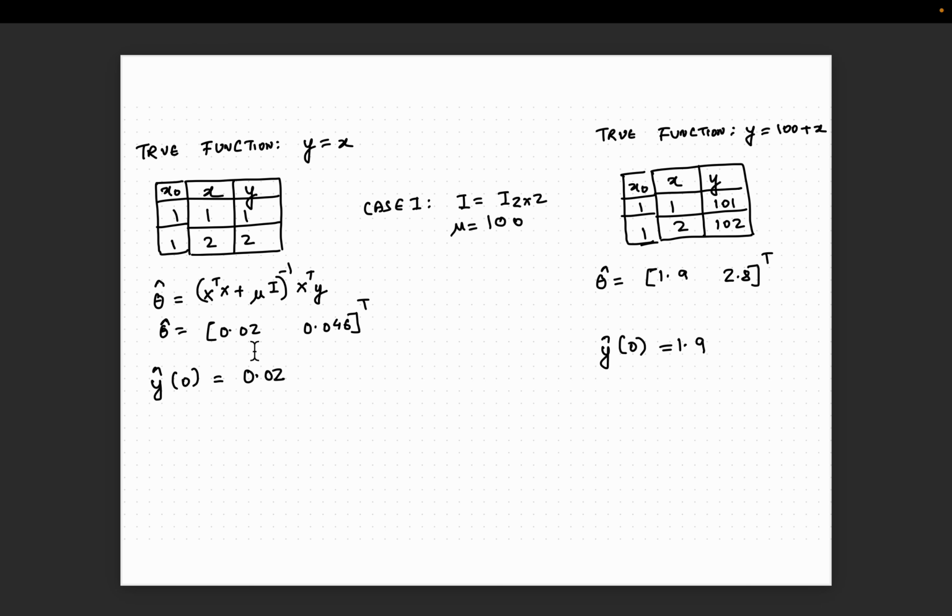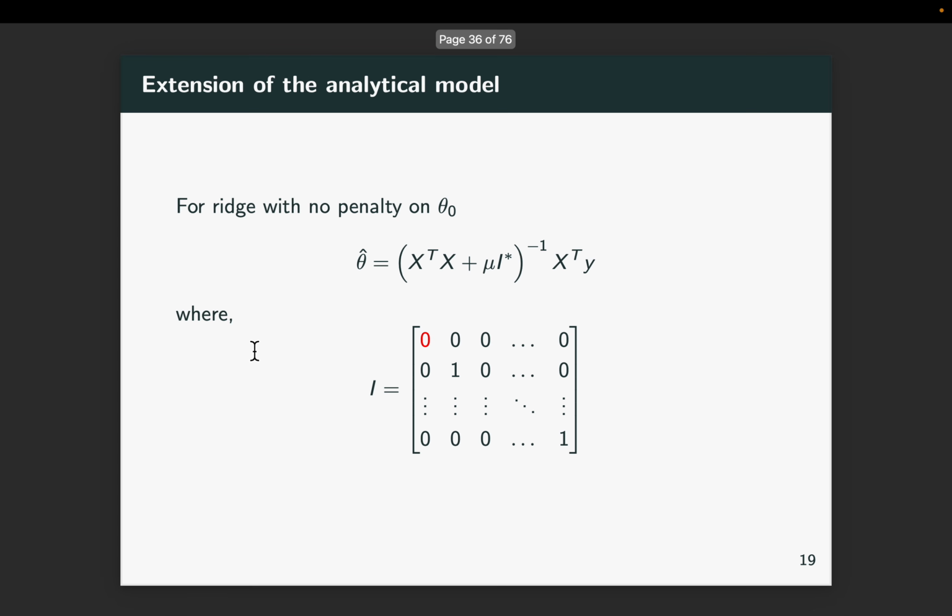Sorry? Remove the plus mu. Okay. Okay. So Jayadev has definitely looked at the slides. Okay. Just joking.